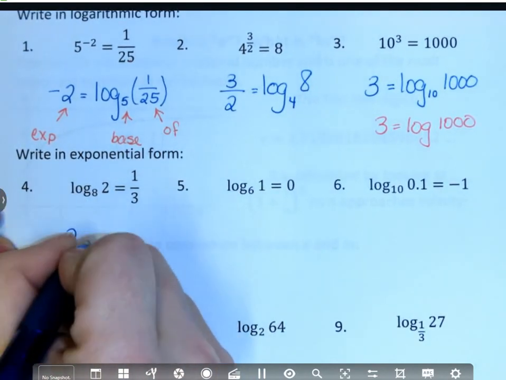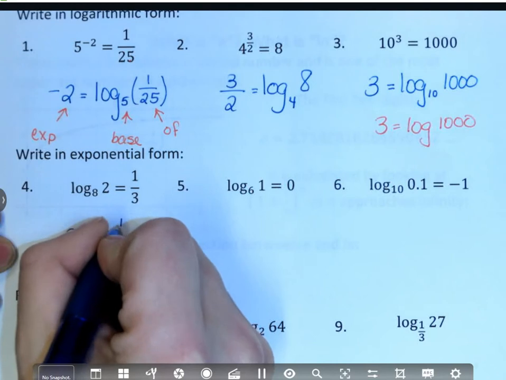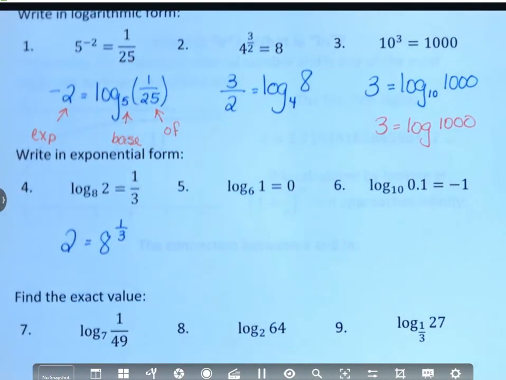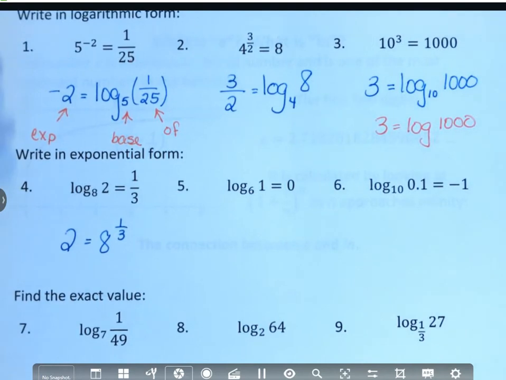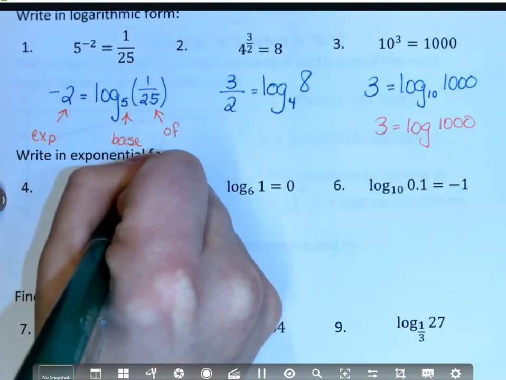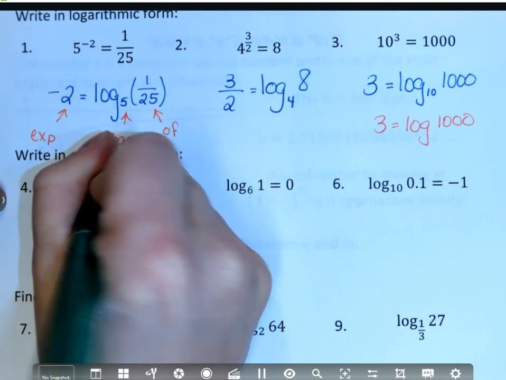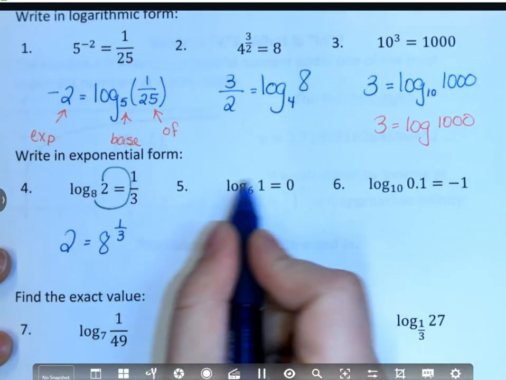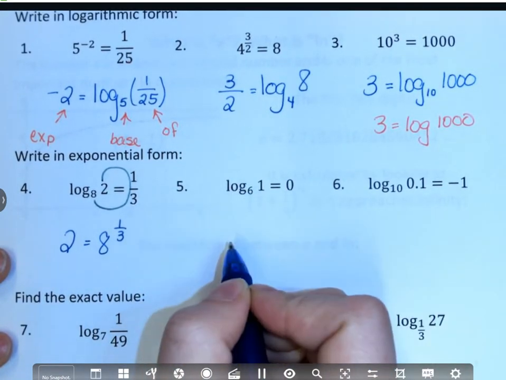Good. 2 is 8 to the 1/3 power. I kind of like to think of it as a swirl. I like to think about it as 8 to the 1/3 equals 2. So if that helps you, you can think about it that way. How would I rewrite this, number 5?